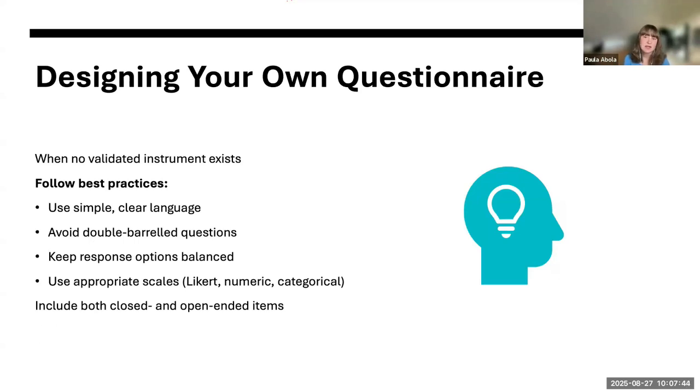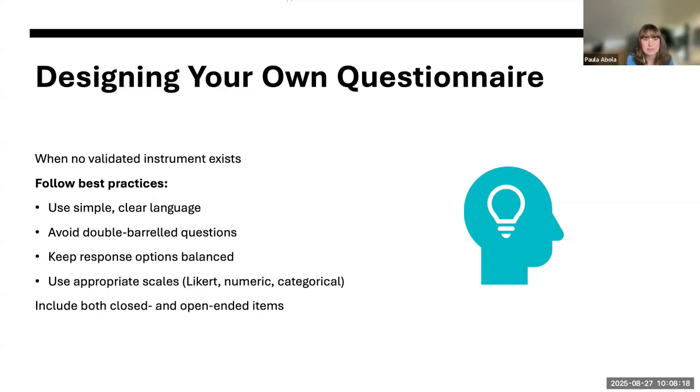And if you're designing your own questionnaire, that should happen only if there's no validated instrument for your specific topic. Also, if you have a validated instrument, but it's not really addressing what you want, you should first try to adapt the validated instrument. Meaning you only change maybe a few questions or you specify certain things, but designing a questionnaire completely from scratch should only be done if there's actually no validated instrument to measure what you're specifically studying.